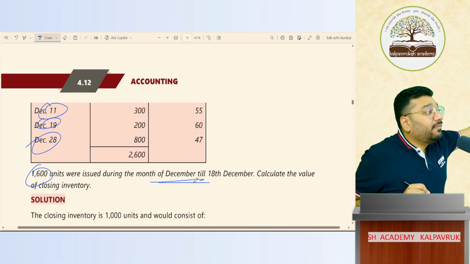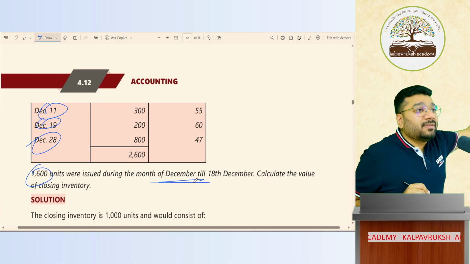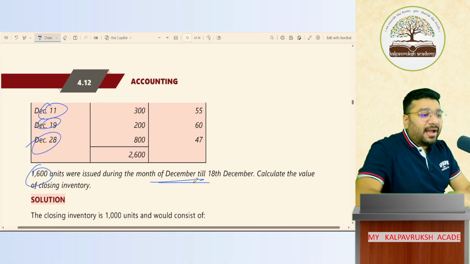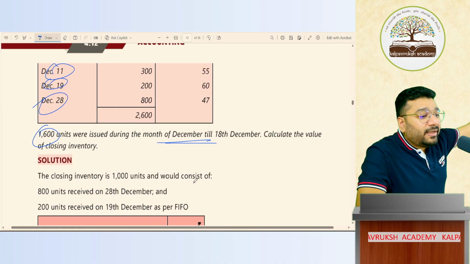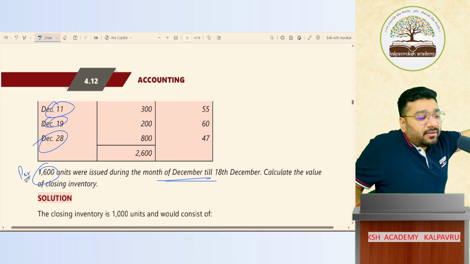A lot of people don't even know we have to apply the perpetual or periodic concept here. They'll just memorize, see this tabular column, multiply, and get the answer. So the quantity is coming because of the periodic method. Got it, not got it?